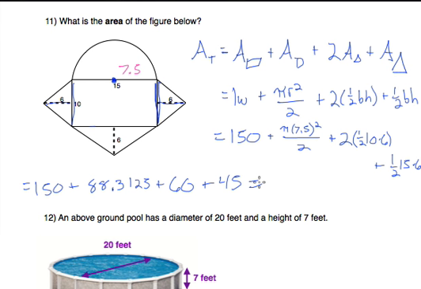And all of that equals 45 plus 60 plus 88.3125 plus 150 equals 343.3125. And I'm sorry I didn't give you units, but whatever units they would be, let's say centimeters, they would be squared because it's 2-dimensional.